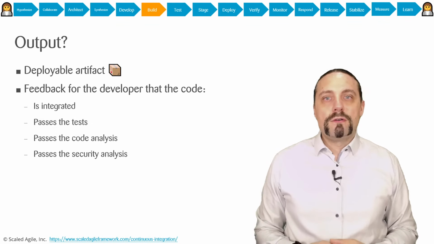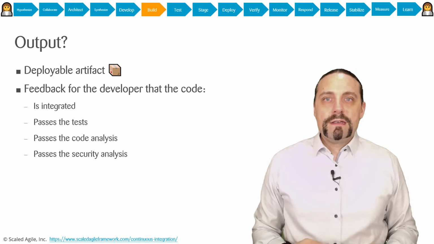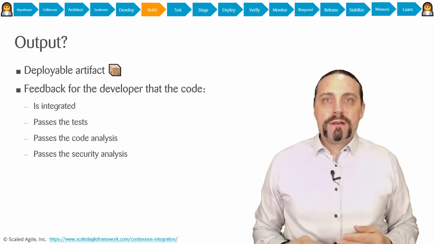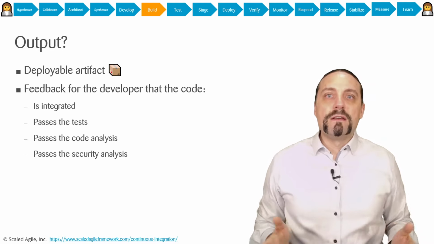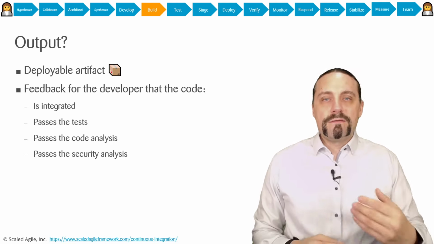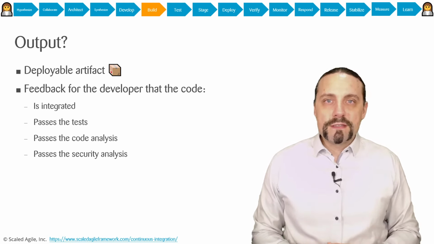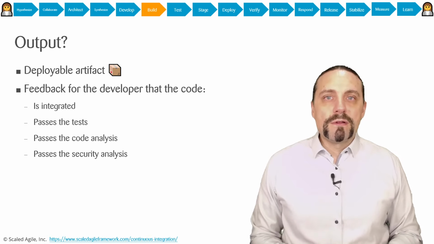The output of the build step is a deployable artifact. But not only that, it is also the feedback to the developers. From the develop step, we came with committed code. This committed code needs to be first reintegrated with the rest of the code, then built, then we need to execute the tests, then we execute the code analysis and also the security analysis. And only if everything is okay with the committed code, then we can create out of that a deployable artifact.